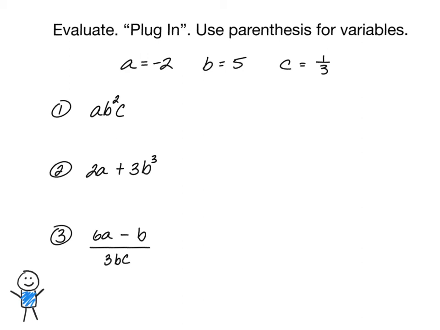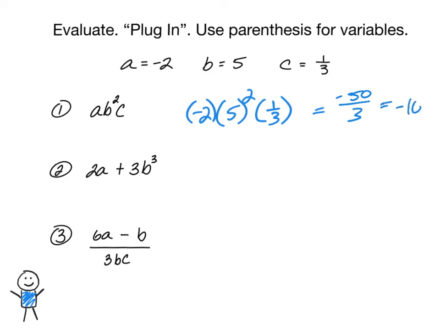So number 1 says a times b squared times c. And I know it's multiplication because there is no addition or subtraction sign between them. In place of the a, I'm going to substitute a -2. In place of the b, I'm going to substitute a 5. In place of the c, I'm going to substitute a 1/3. When I evaluate this expression, I get a result of -50 over 3, which if you converted that to a decimal, it would be -16.7. I would take either one of those.